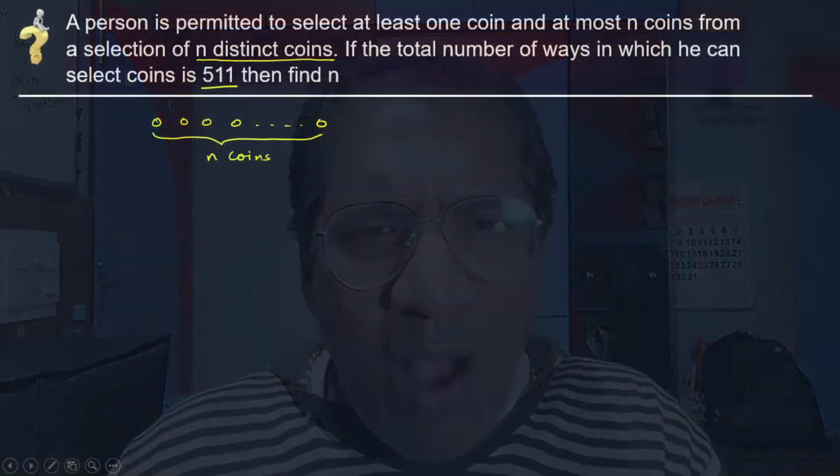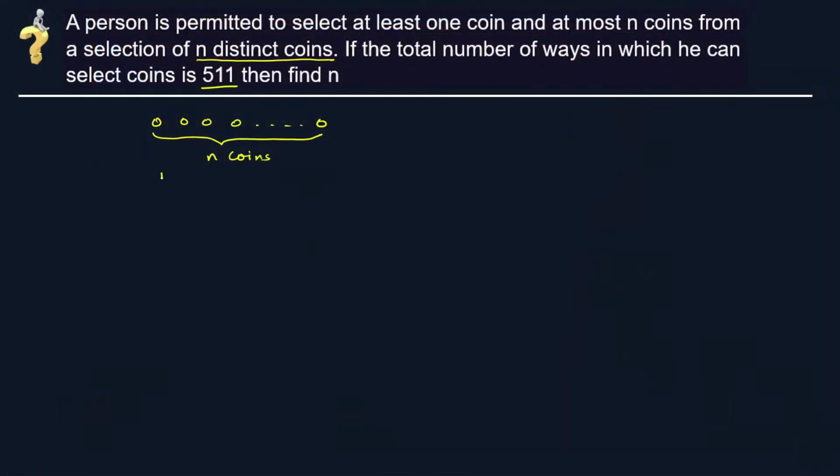Is it clear? So one coin can be selected from these n coins in nC1 different ways. Two coins can be selected in nC2 different ways. Three coins can be selected in nC3 different ways. And this goes on, and n coins can be selected in nCn different ways. So the total number of ways the person can select at least one coin to at most n coins is this. Yes or no? The sum of all this will give the total number of ways the person can select minimum one coin and maximum n coins. By the problem they have said this is equal to 511.